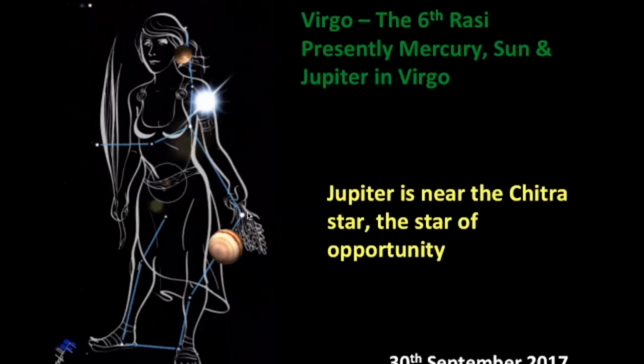In fact, a few days back, it has crossed the Chitra star. This is the Chitra here. So there are three planets in Virgo, Mercury, Sun, and Jupiter, and Jupiter is very close to the star Spica or Chitra.